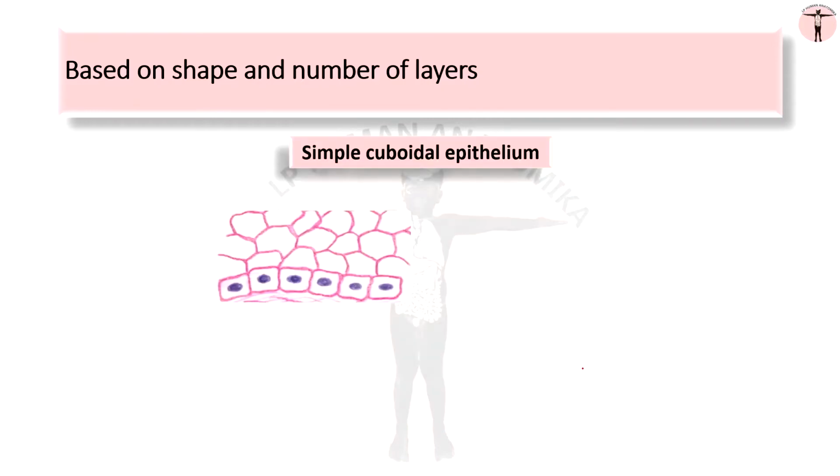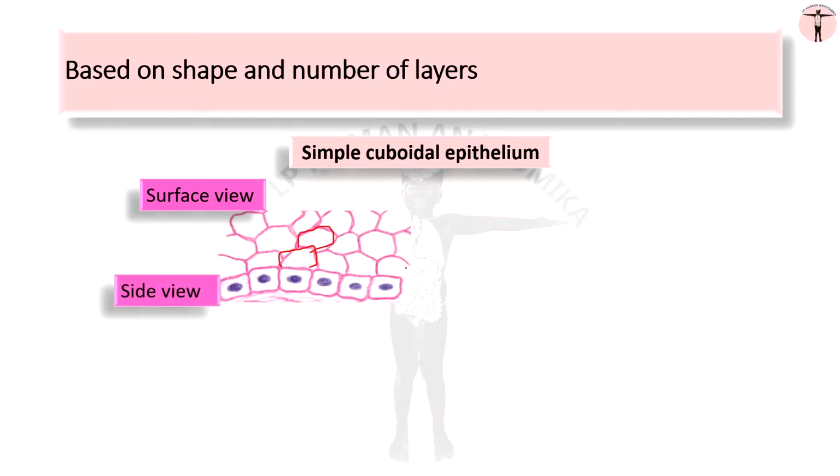Coming to the simple cuboidal epithelium, on the surface view of the epithelium, the cells are polygonal in shape, and in side or sectional view, the height and width are almost the same, as we discussed previously. The side view gives the appearance where the height, the width and the depth are almost the same, have the same measurement, okay. The nucleus is round, which is present in the center.